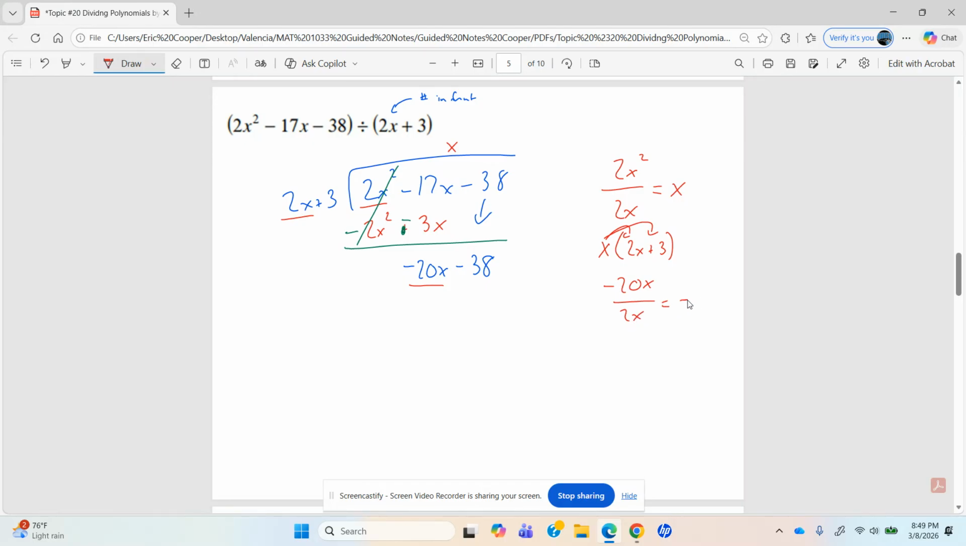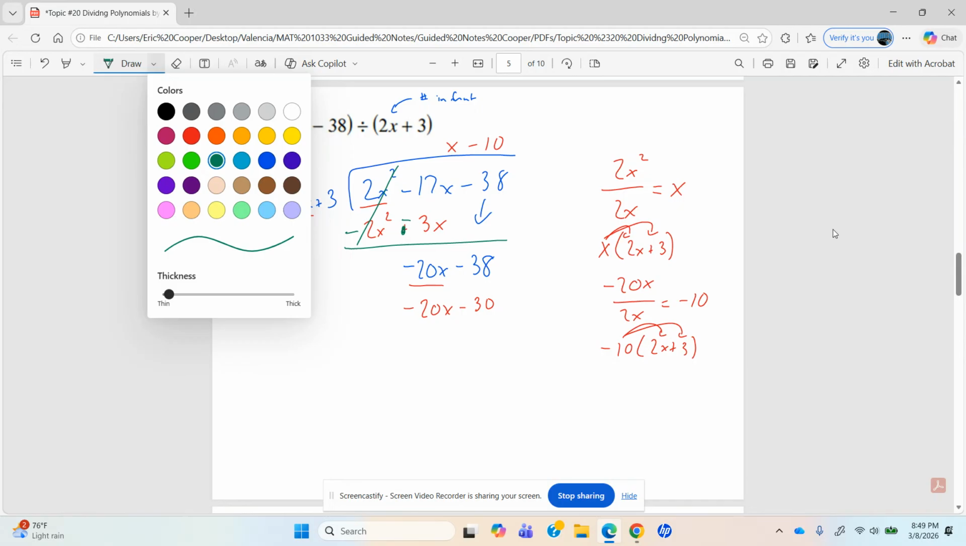Negative 20 divided by 2 is negative 10. X divided by x cancels. So it simply leaves me with a negative 10. Now I'm going to take that negative 10 and go back and multiply it by 2x plus 3. So negative 10 times 2x is negative 20x. And again, these should always match at the beginning, so they do. Negative 10 times positive 3 is negative 30.